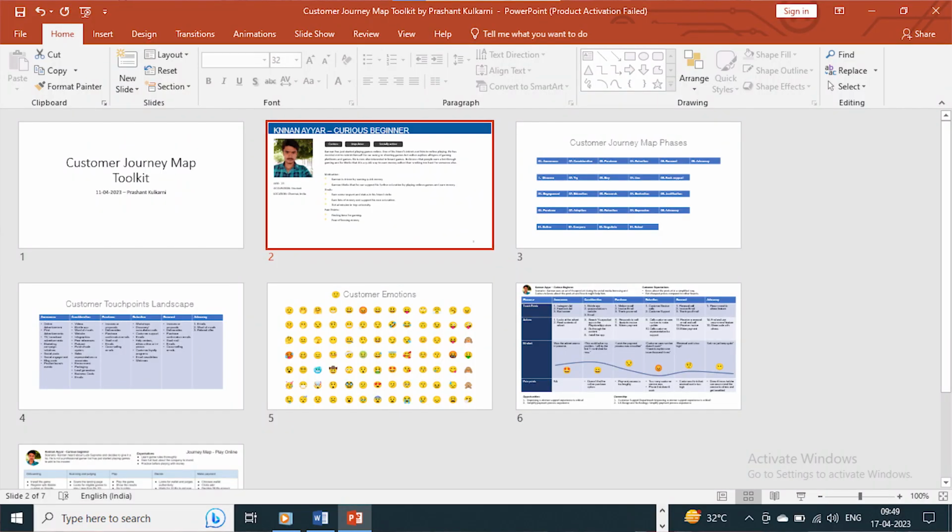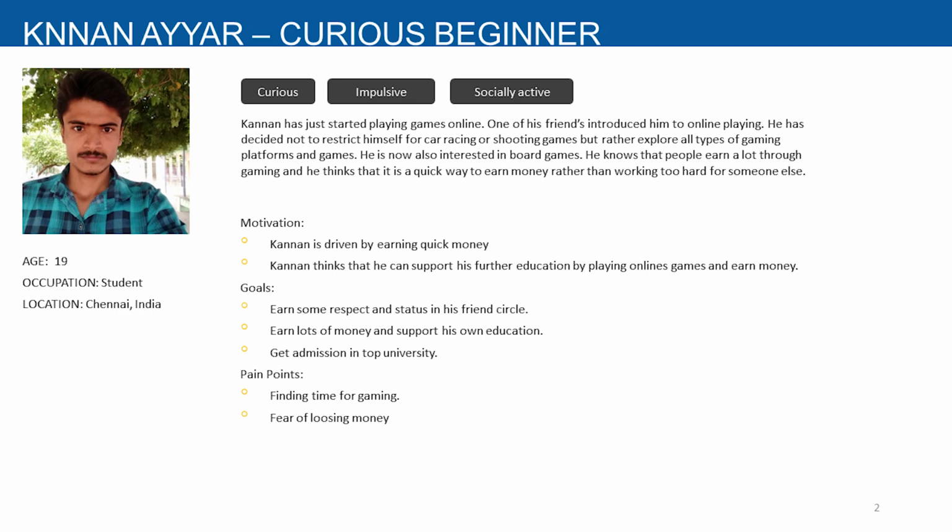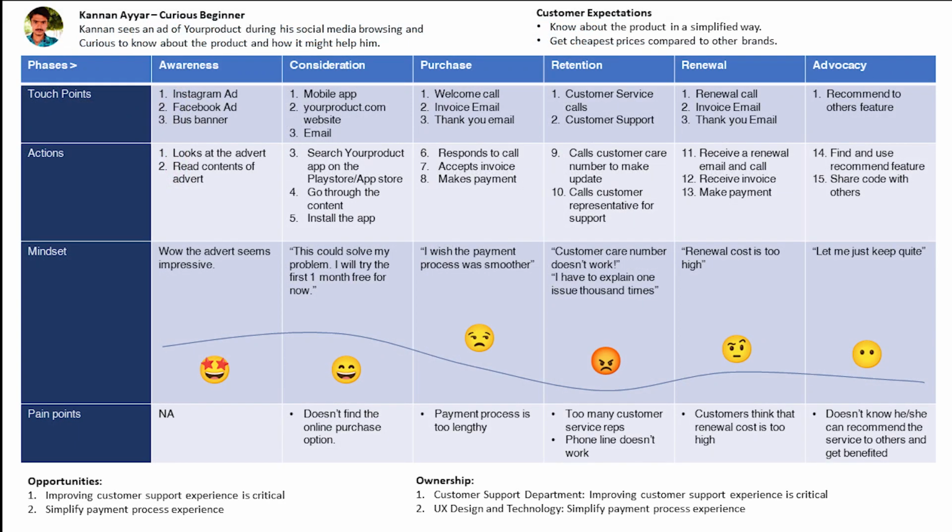Now let's take a look at the components of customer journey map. I will be using a toolkit that I have created to explain all the components of the journey map. The first component of a customer journey map is to define your customer persona. This is a detailed description of your ideal customer, including demographics, behaviors, and goals. Creating a customer persona helps you understand your target audience and tailor your marketing efforts to their specific needs.